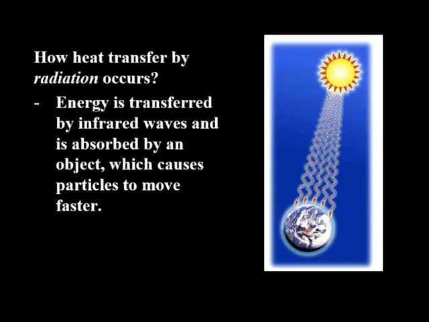Let's look at how heat transfer by radiation occurs. The type of radiation that is associated with heat is infrared light. So energy is transferred by infrared waves and is absorbed by an object, and that causes the particles to move faster. And this is how the sun warms up the earth.